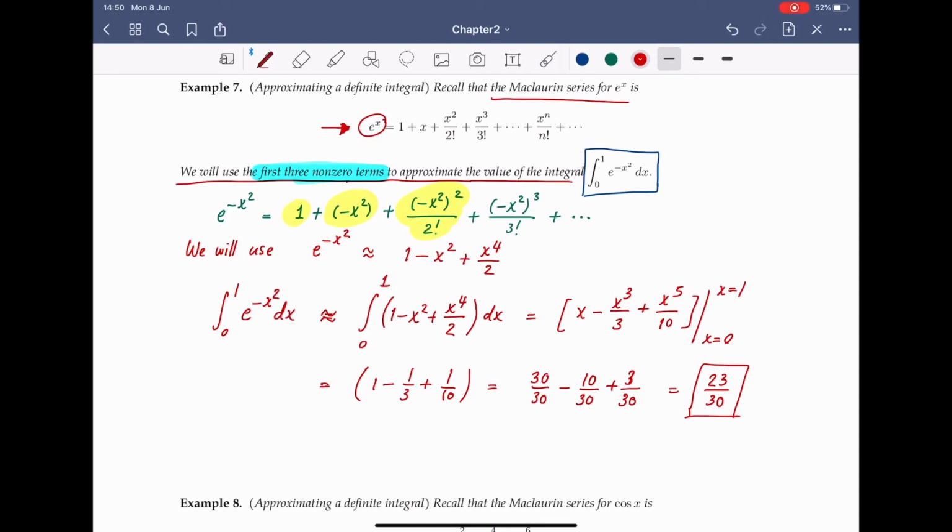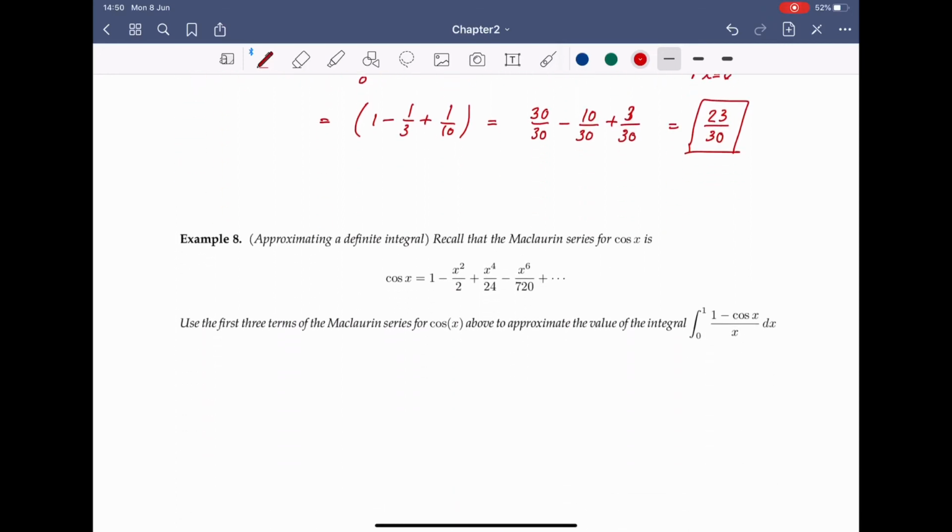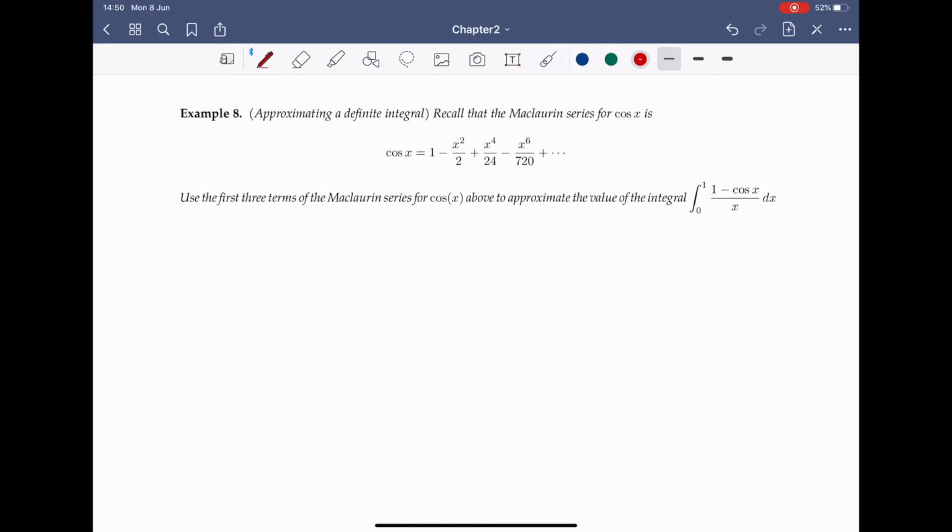Alright, let's do one more. Example 8. Suppose that I have the Taylor series for cosine x as I state below. Well, I need to compute the integral of 1 minus cosine x over x dx, x from 0 to 1. And also we're going to use the first three terms again. Alright, so let's cut the first three terms first.